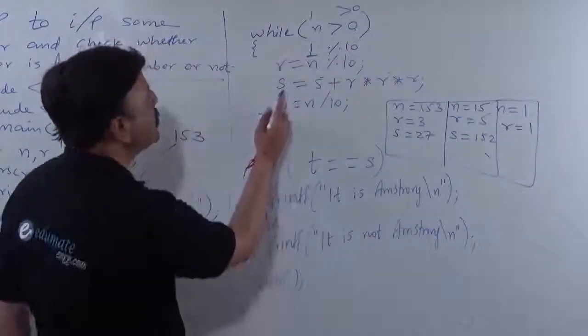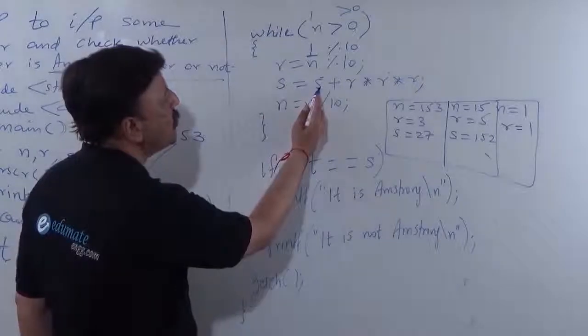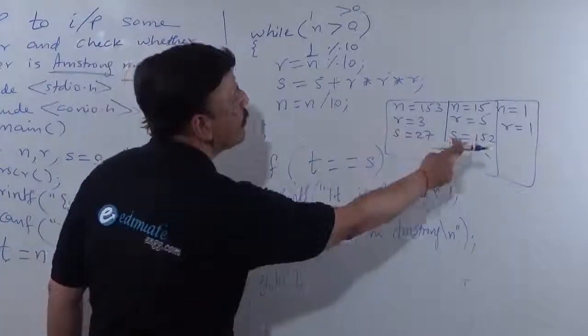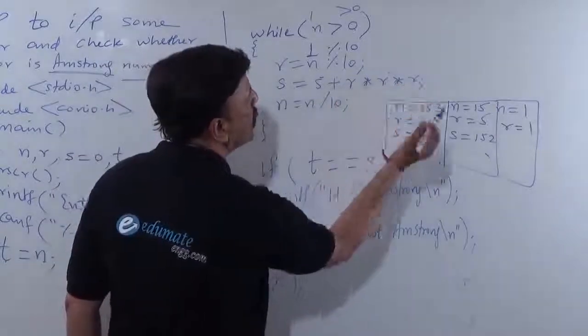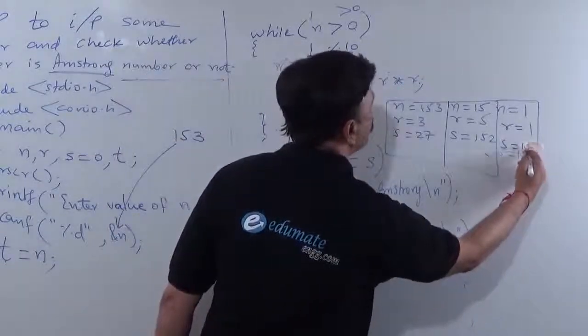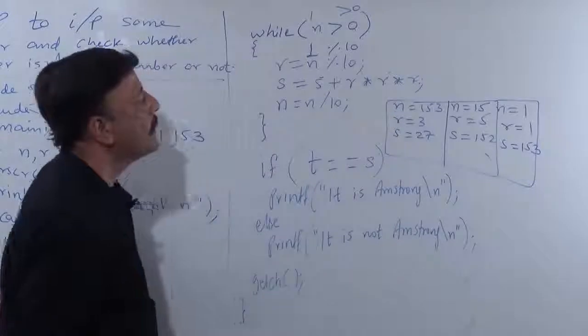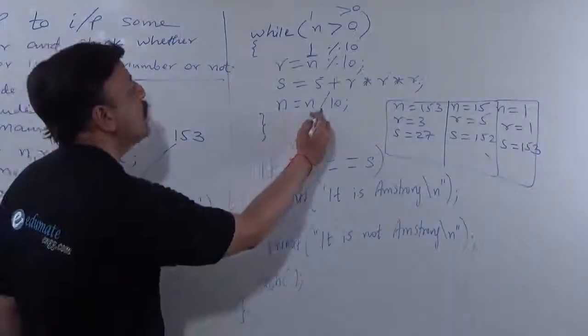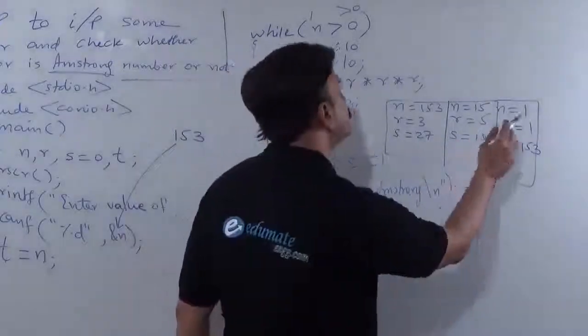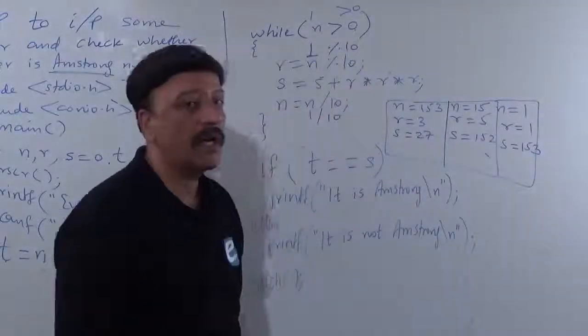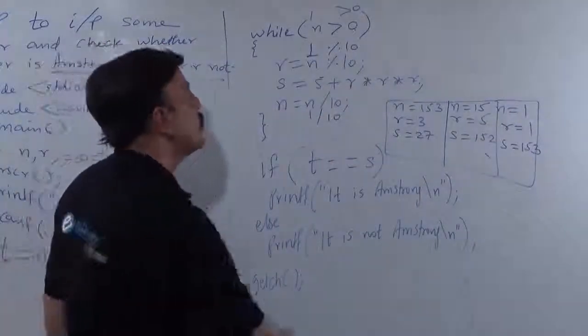And now this line runs. S becomes previous value of S, which is 152. S is 152 plus 1 into 1 into 1. So S will become 153. Then N becomes 1 upon 10. 1 upon 10 is 0. So new value of N is now 0. N is no more 1. N has become 0. Okay.